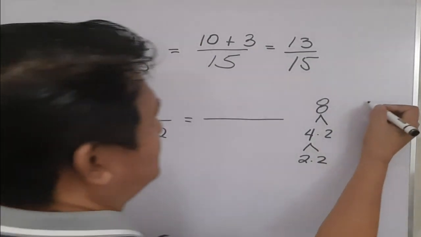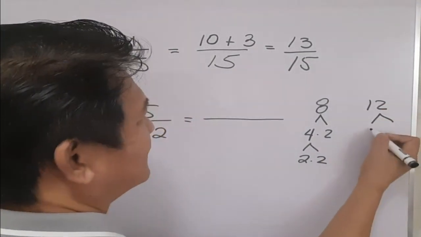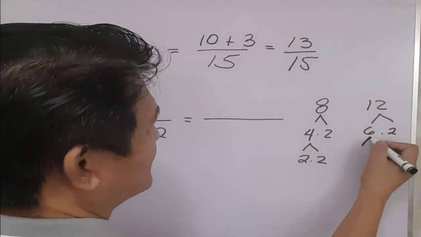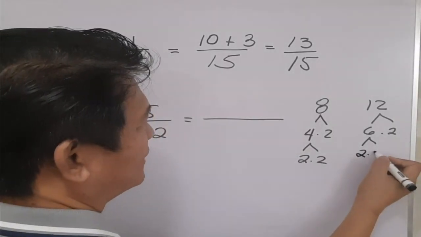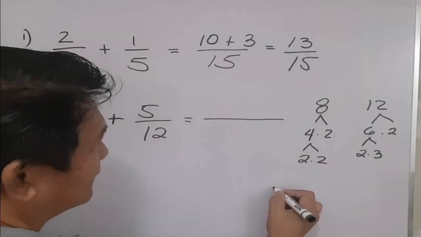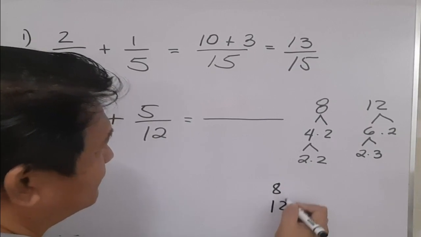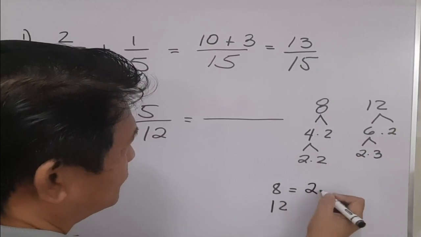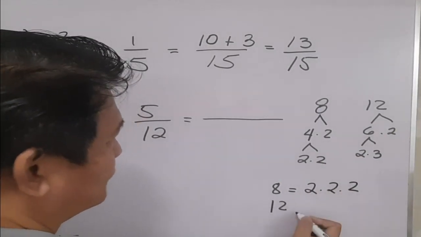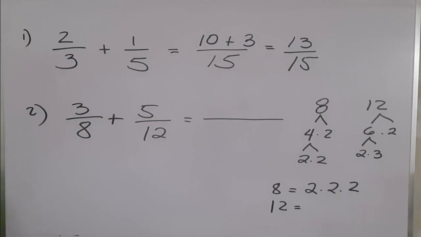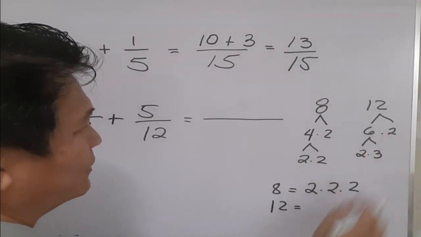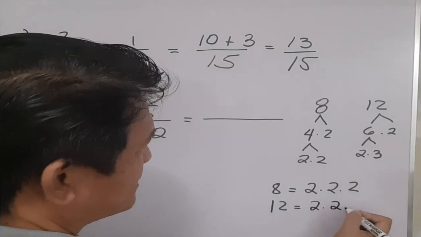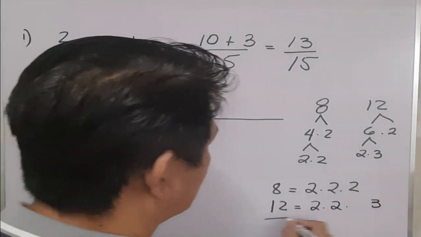Ang factors ng 12, ito ay 6 times 2. And then factors ng 6 ay 2 times 3. Okay? Therefore, 8 and 12. Ang factors ng 8 ay 2 times 2 times 2. At ang factors ng 12 ay 2 times 3 times 2. So, ihilera natin na magkakapareha. 2 times 2 times 3.